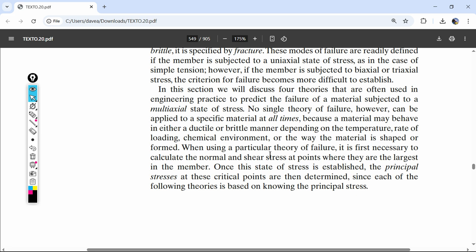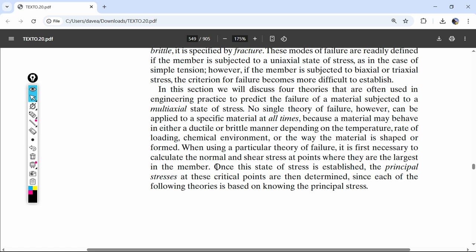When using a particular theory of failure, it is first necessary to calculate the normal and shear stresses at points where they are the largest in the member. This is what you do, is you get those numbers, and it seems like that should be big enough. If those numbers are lower than the max numbers that we got from axial tension and compression, or just normal shear, then we should be good to go, right? But that's why we have this chapter. And we're going to see what's going on.